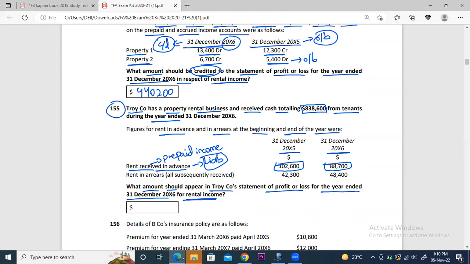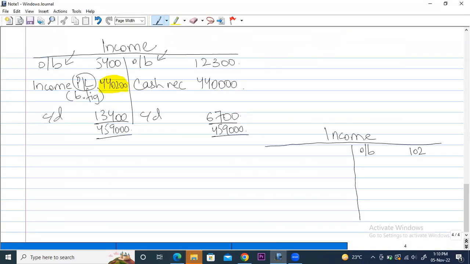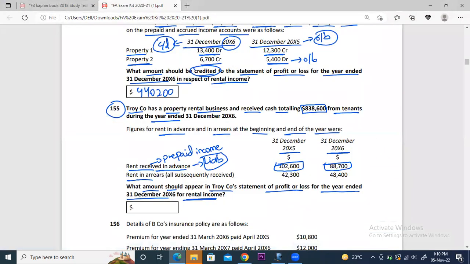These will be the credit figures, right? So what we do is that the opening balance 102,600 goes here. And the closing of the liability, prepaid income closing, comes over here. So 88,700 will be coming over here, because this is the closing balance, the opposite effect, as you remember. Now, rent in arrears means, arrears and accrual, these both are the same.